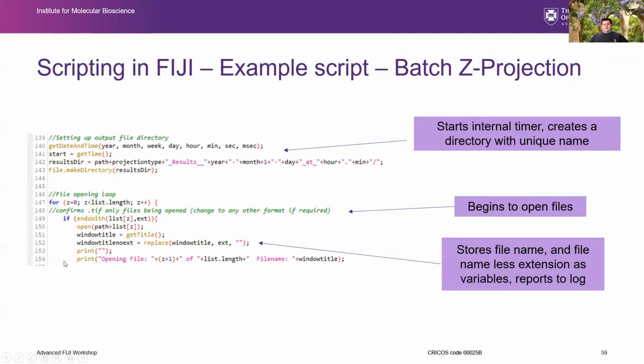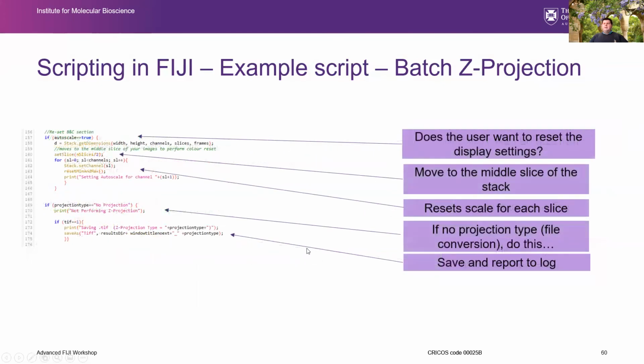We print out to the log file that we've opened file number, whatever, of the total list, and that it's called this name. And that's good for debugging. So if it's constantly crashing on a certain file, then you might want to go back and look at that file and see what was wrong.